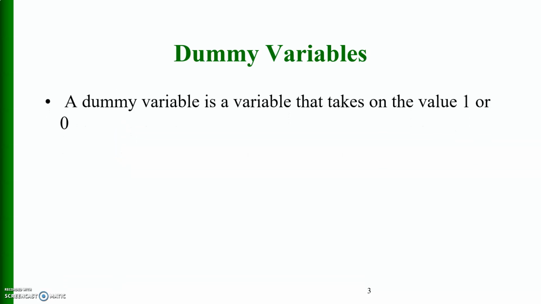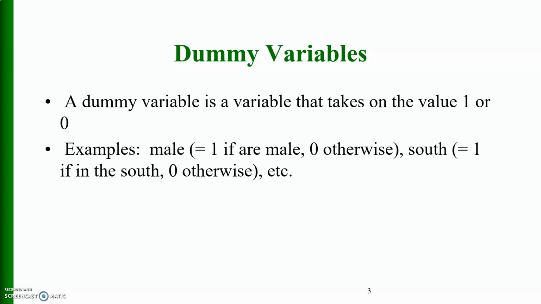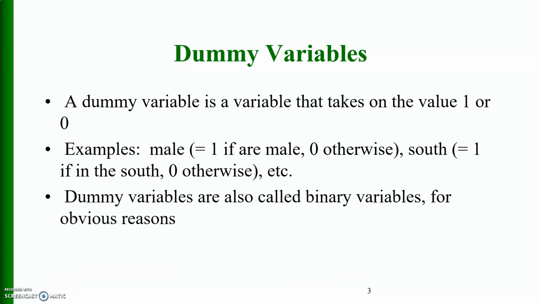Here is how we define a dummy variable. A dummy variable is a variable which takes the value of 1 for the presence of a particular characteristic and 0 for the absence of that characteristic. Examples are gender. For example, we can code male as 1 and 0 otherwise. Similarly, we can also code south as 1 and other region as 0. These variables are also called binary variables for obvious reasons.